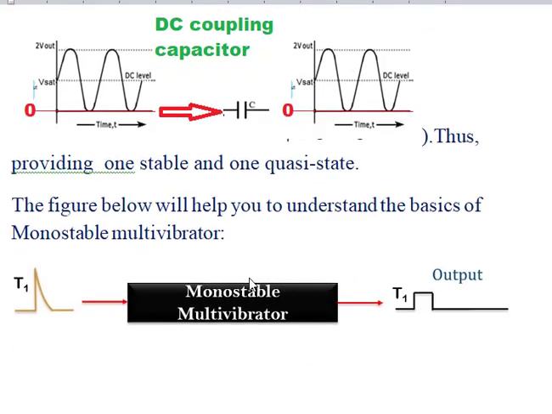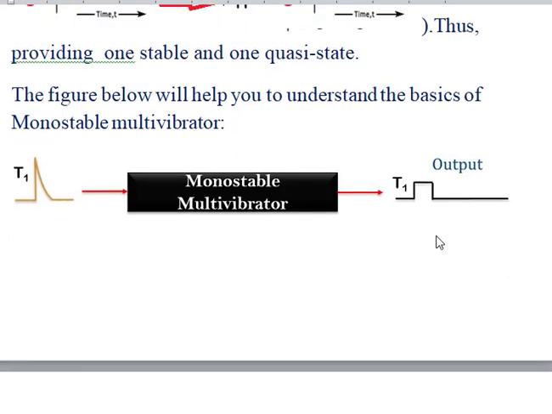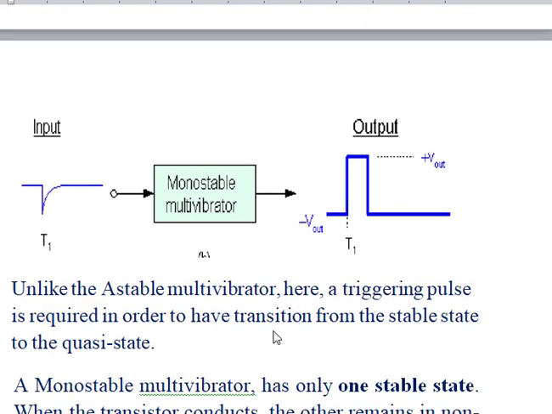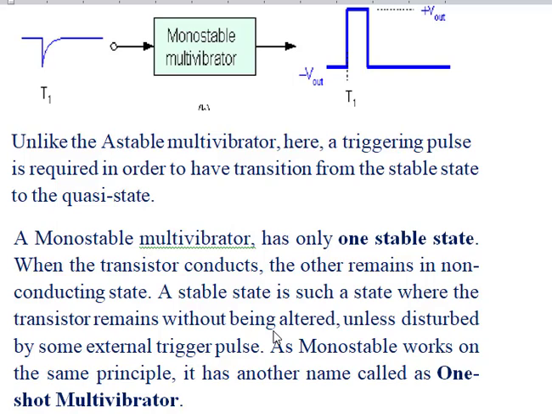See here, this figure shows the basics of the monostable multivibrator. On applying a triggering pulse, the output varies. Unlike an astable multivibrator, it needs a triggering pulse to transition from one stable state to the quasi state. It is also called a one stable state vibrator.